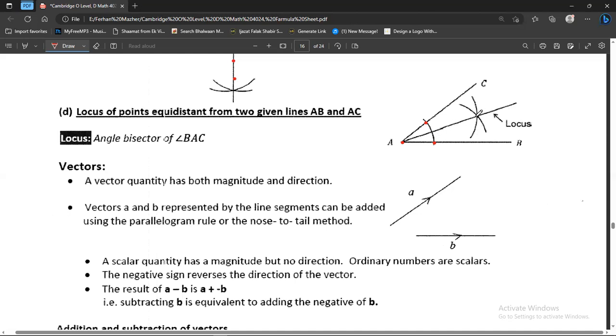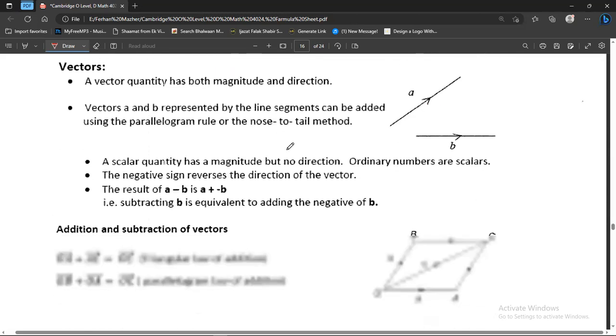So where these arcs intersect, you join it with this vertex, and automatically you will get a line which will divide this angle into two equal angles. This is called the angle bisector. So when you go on this angle bisector, your distance from the AC line and the AB line always remains the same. Then we have vectors.